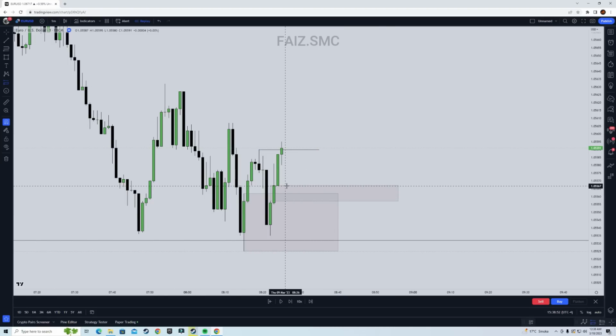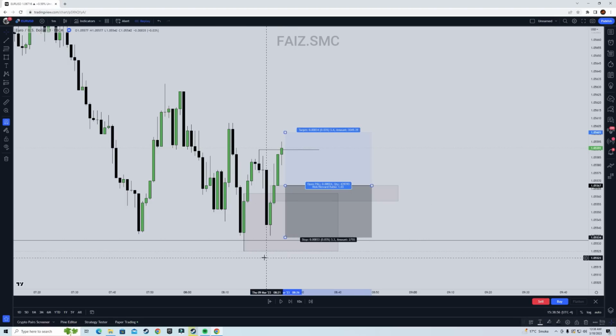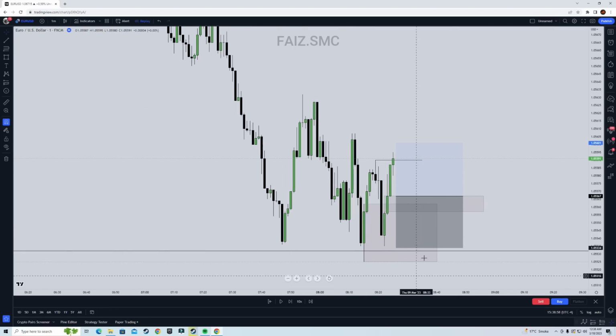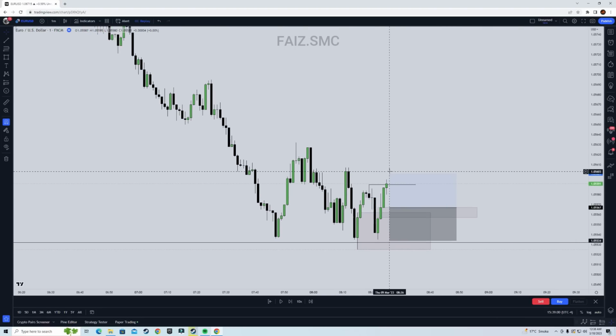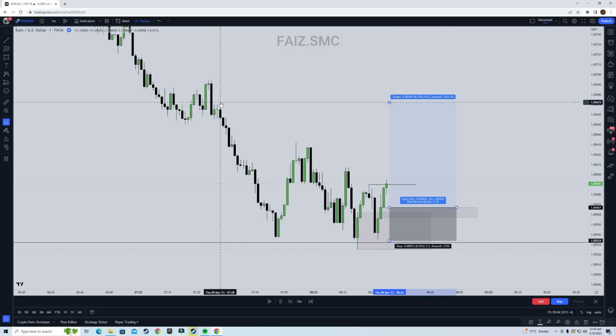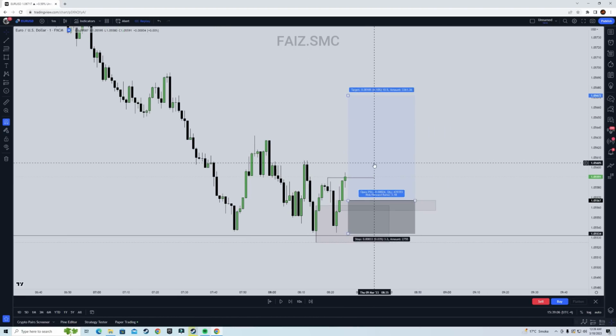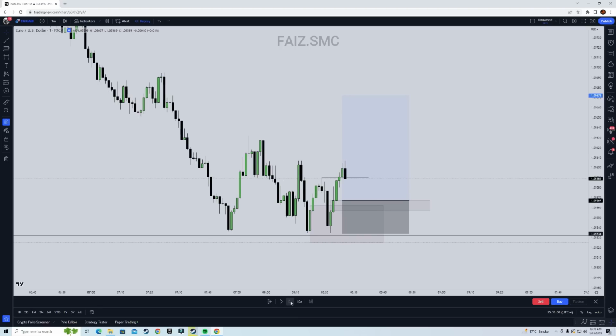So you take your entry from the fair value gap, put your stop right below there. You can put it here as well. It's really up to you. And maybe you can look to target this fair value gap right there, a remaining fair value gap. So that would be 3.18.